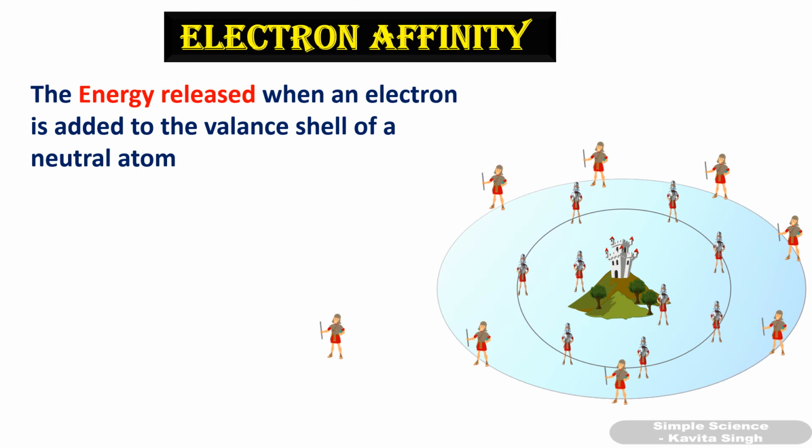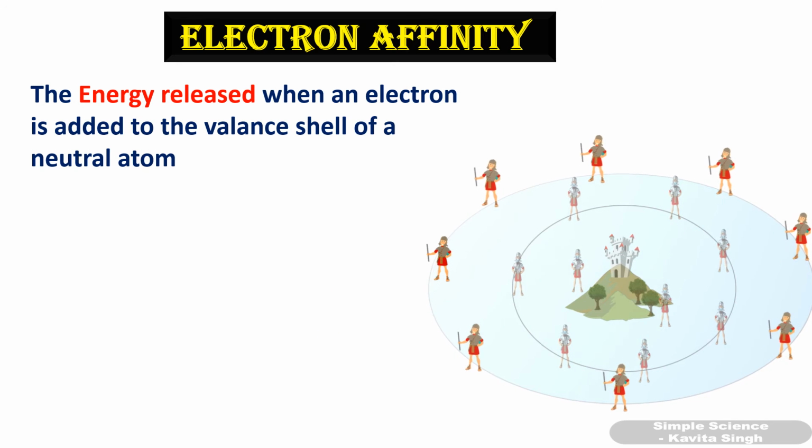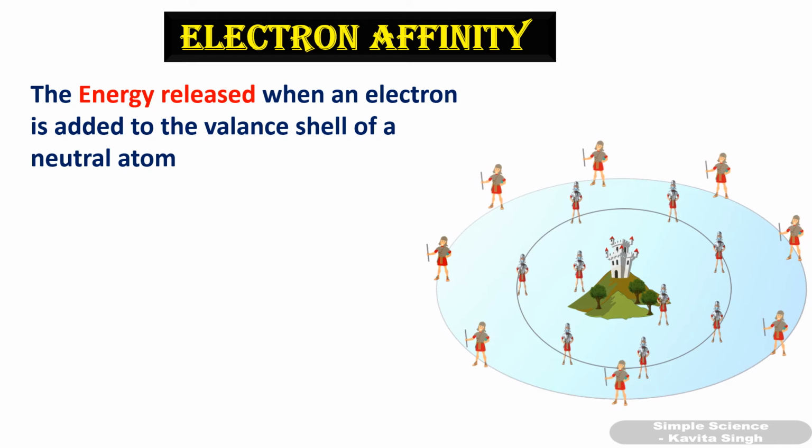It is similar to if you have one player less in your team and you are searching for a player, and when you get that player, you express your happiness. It is the same like that. So if you need fewer players or fewer electrons, your happiness expressed will be more. So energy released will be more.